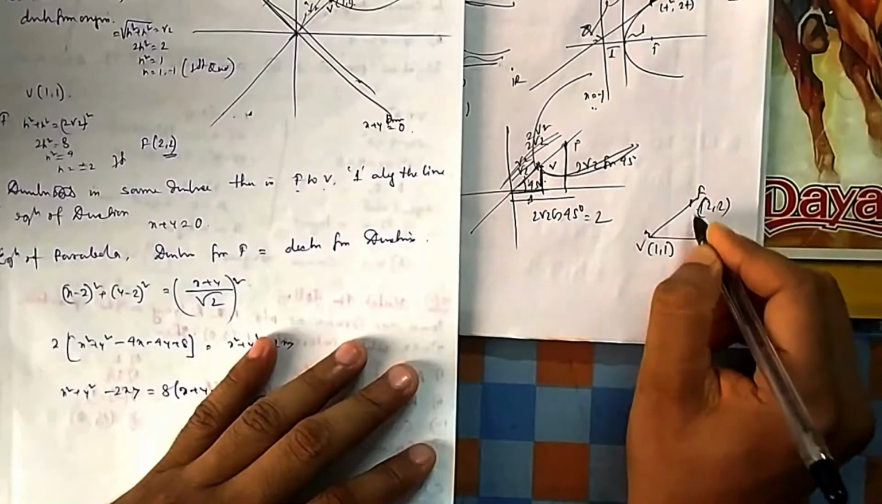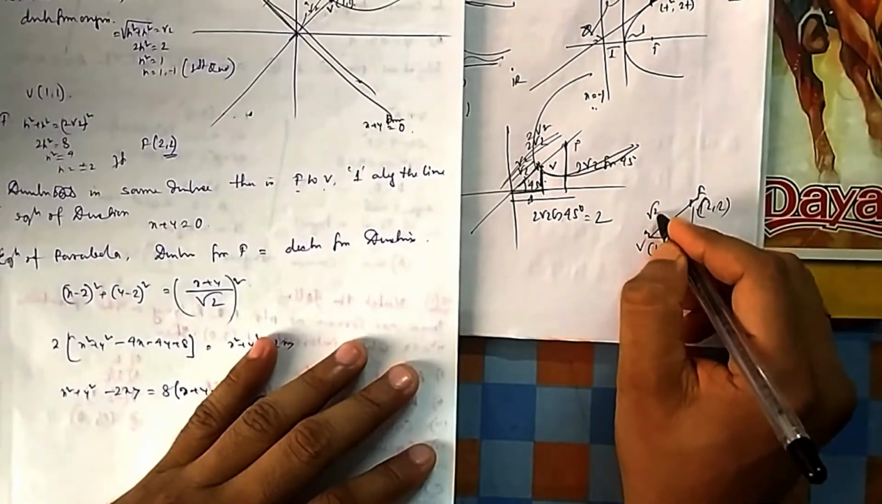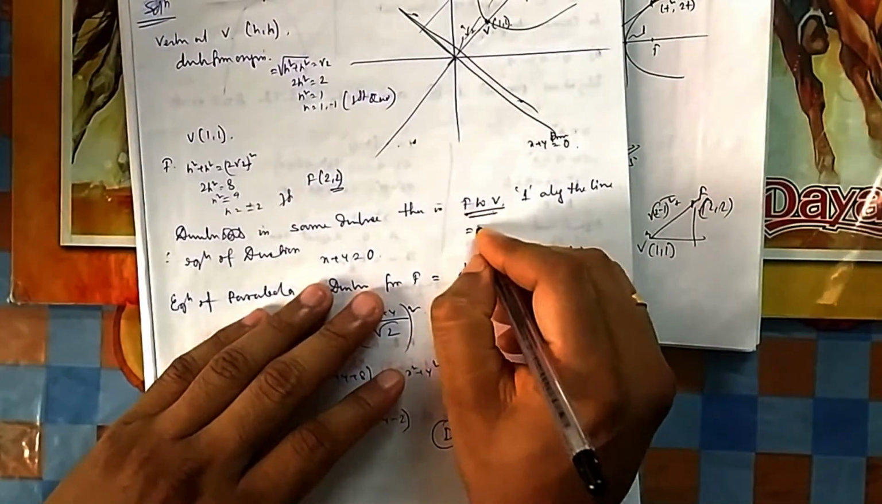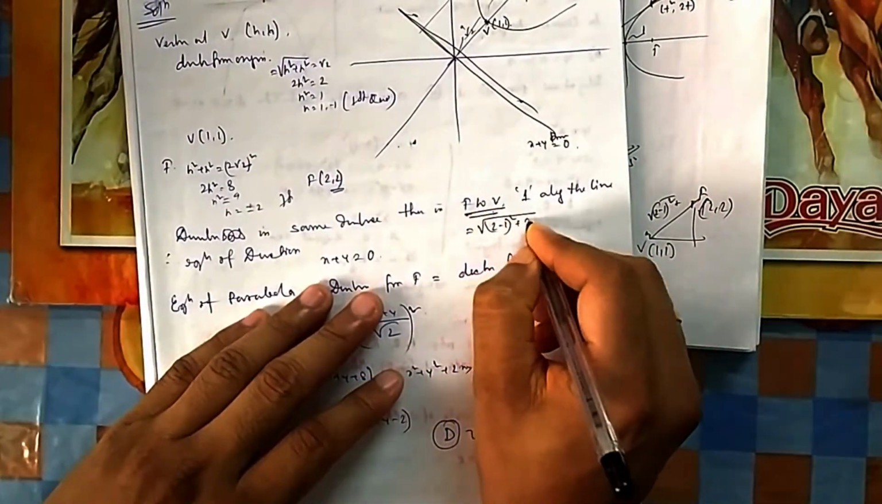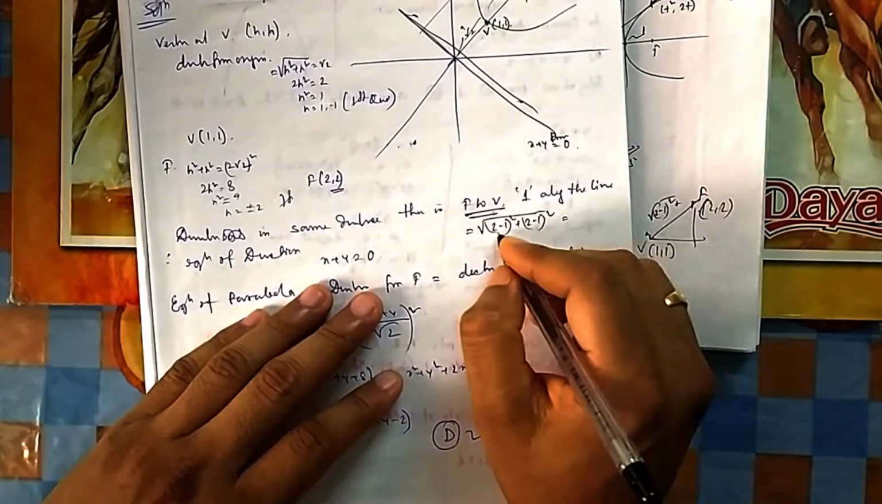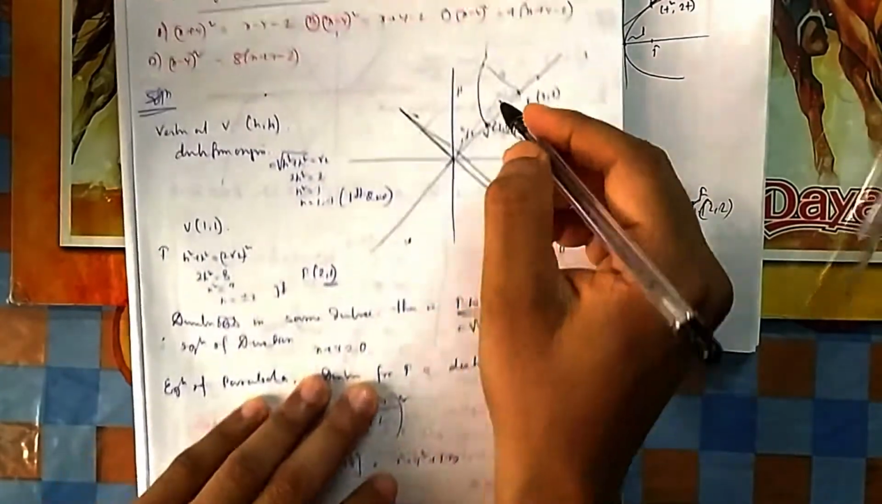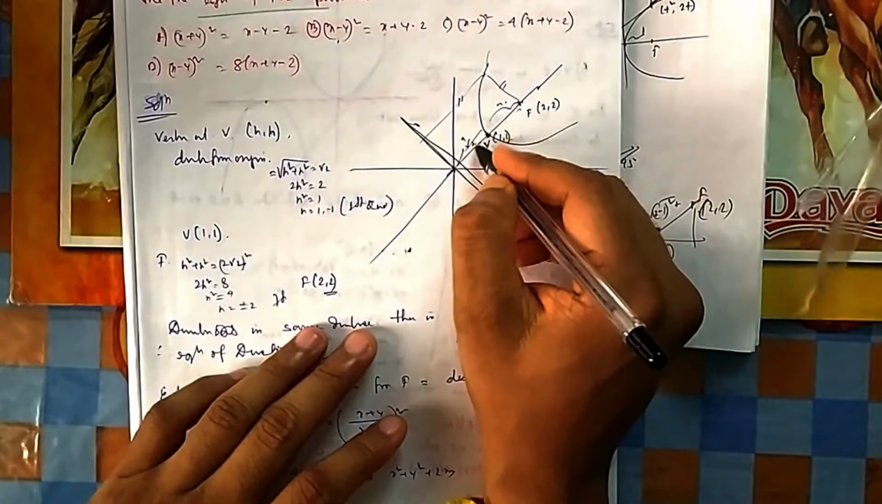So what is the distance? So 2 minus 1 whole square, 2 minus 1 whole square. So you write it here. So what is the distance between V and F? 2 minus 1 whole square plus 2 minus 1 whole square. So that is root 2. So this is root 2 distance. So the same root 2 distance it will come here.